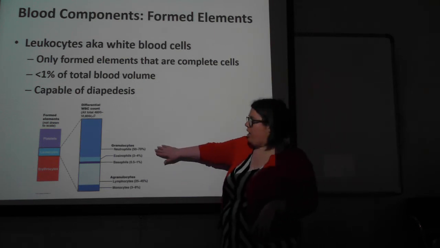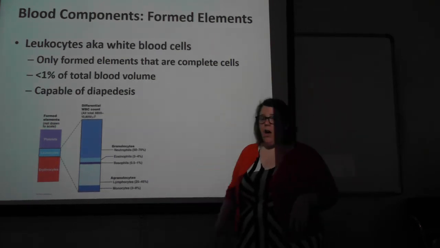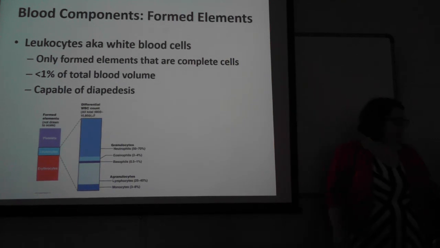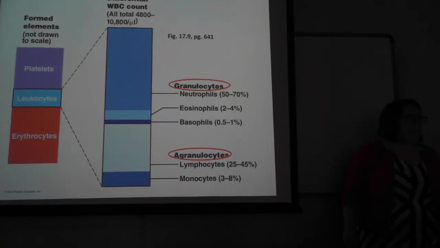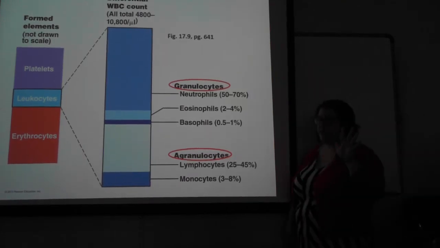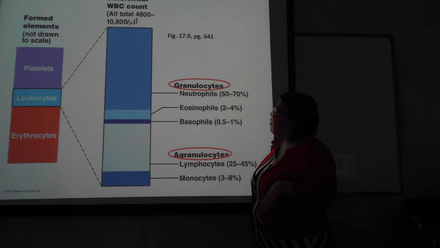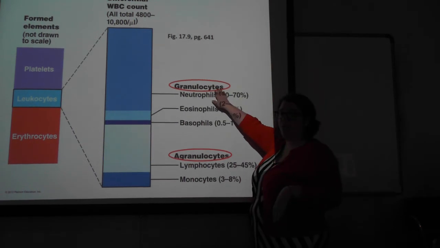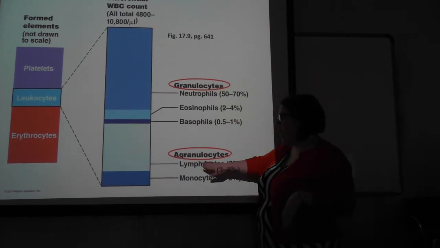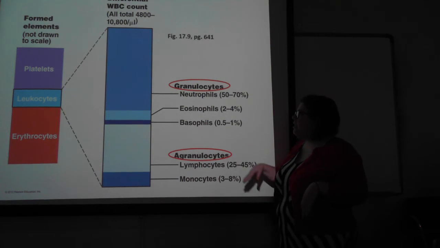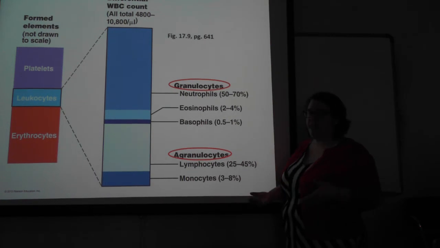And you can see here the breakdown of our different types of white blood cells. There are 5 different white blood cells. We can break them into 2 major categories. Those are granulocytes and agranulocytes. And then you can see the individual types here.